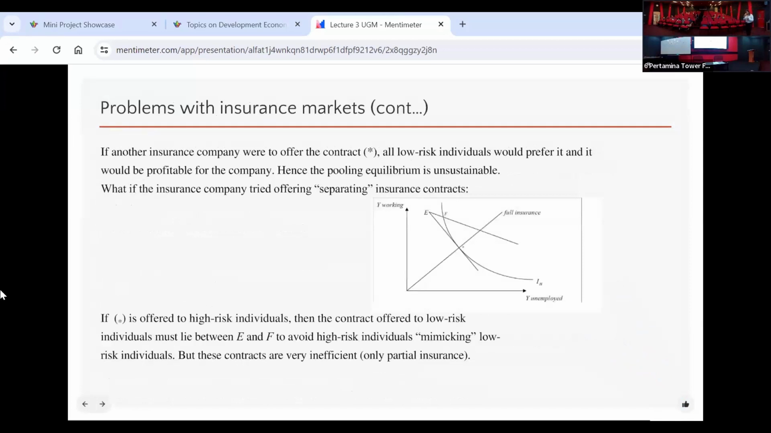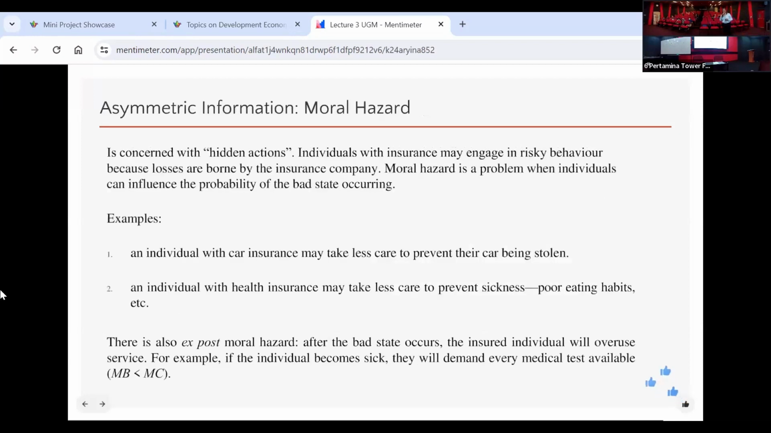So separating equilibrium doesn't work, and it doesn't work because I don't know the type. Pooling equilibrium doesn't work because low-risk individuals will opt out. The government decides to force membership, so it starts working.